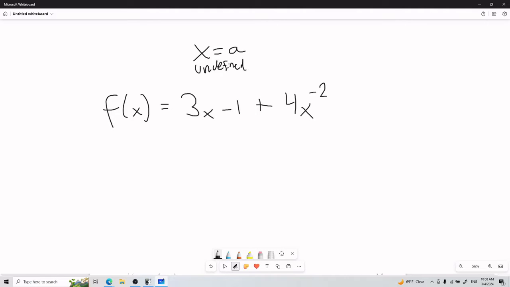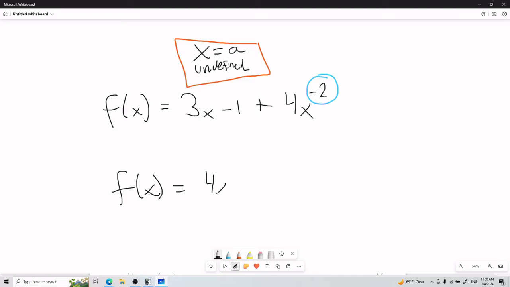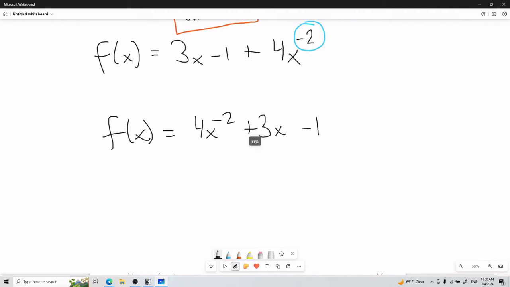Now, let's look at the nature of this function and see where my values might get undefined. And so piece by piece, I'm going to prefer, and this is a personal thing, to put the negative 2 in front. So I'd rather have, just reorganizing a little bit, f of x equals 4x to the power of negative 2 plus 3x minus 1.